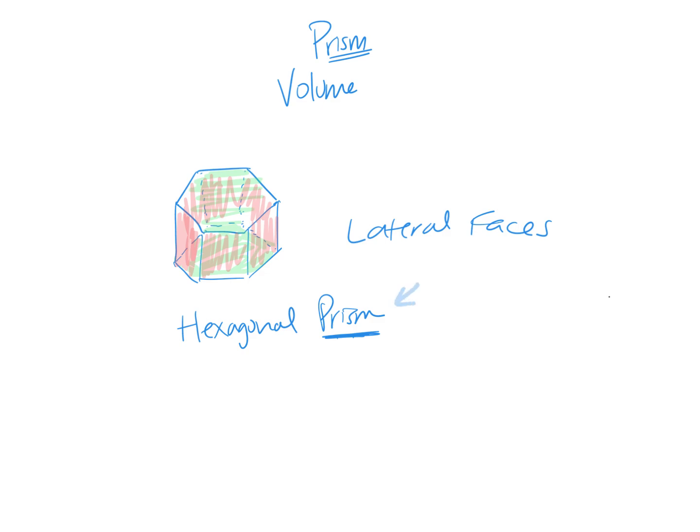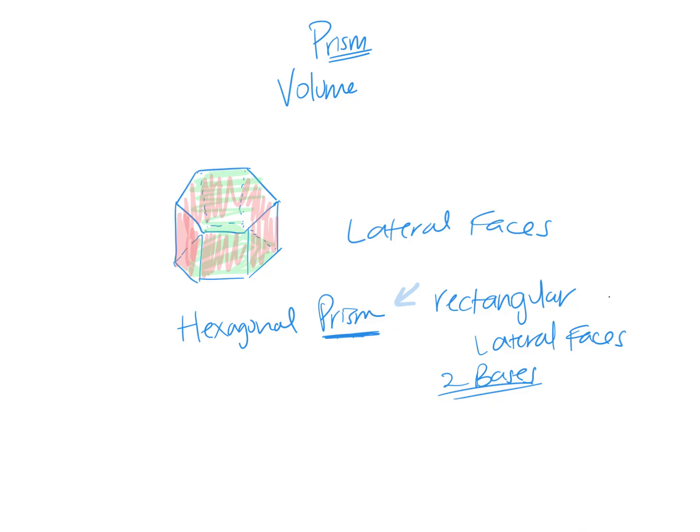So prisms have rectangular lateral faces, and prisms have two bases, and they could be different shapes.